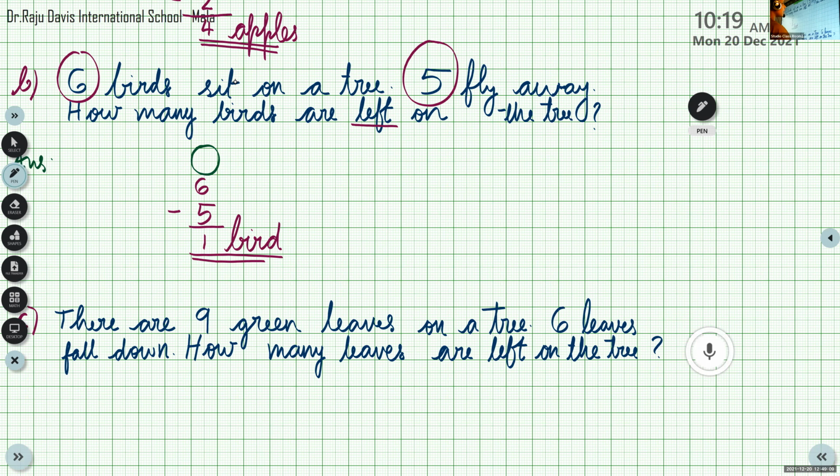Where is the pencil, Sebastian? Yes, ma'am. I have completed 3 leaves. Yes, Rehat Fatima. I have completed. Those who have completed the question, please write the answer also.